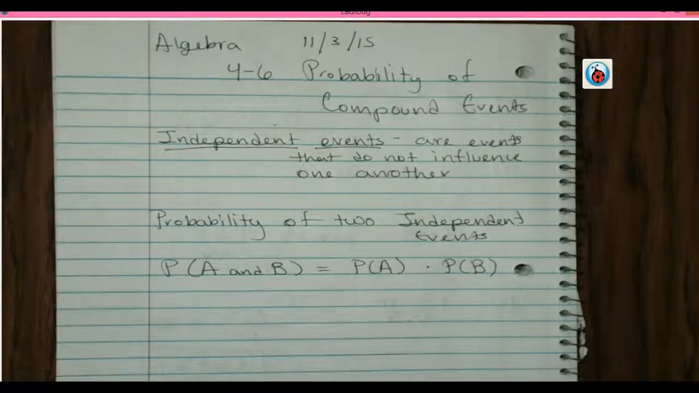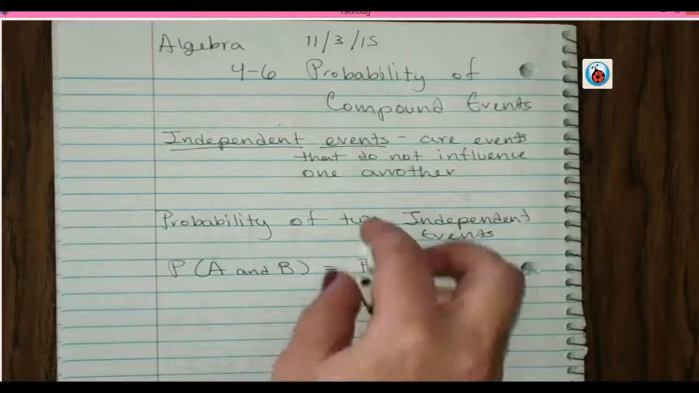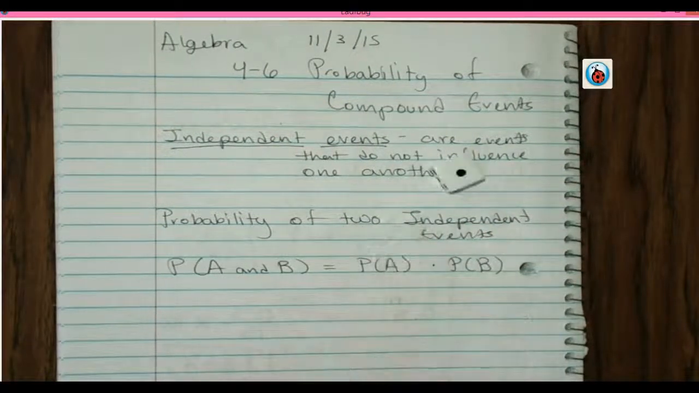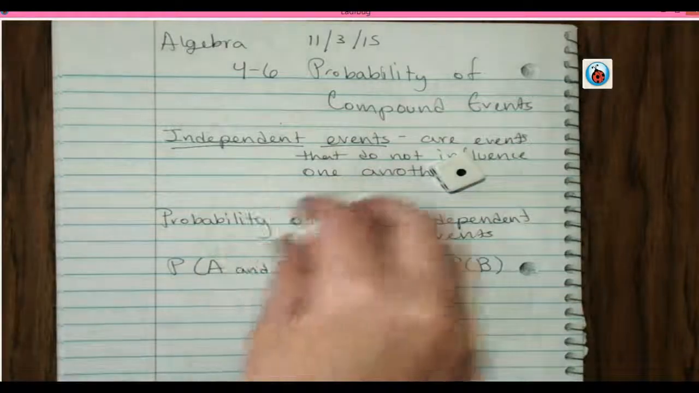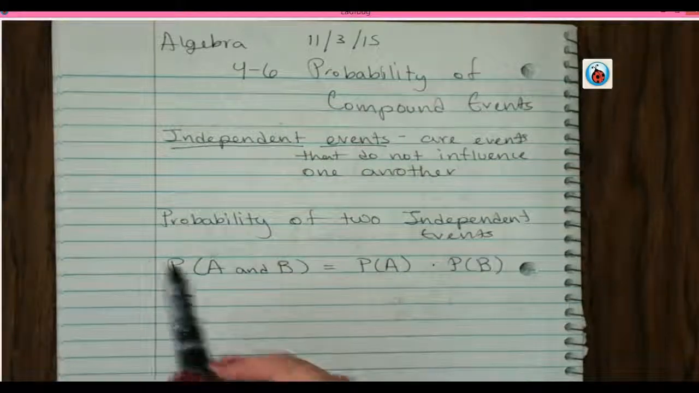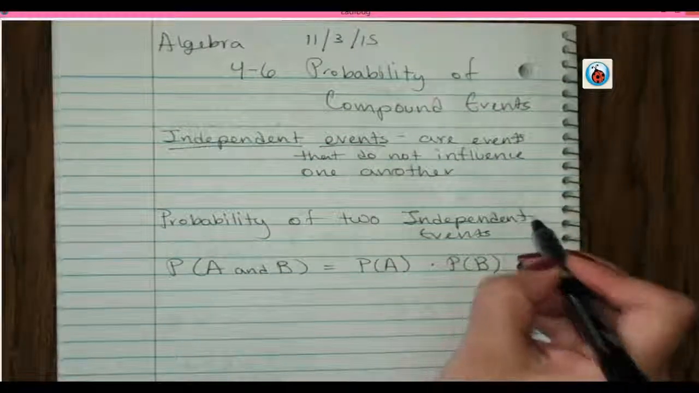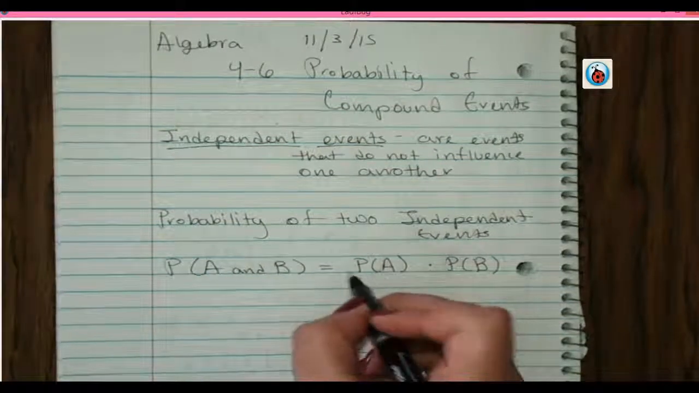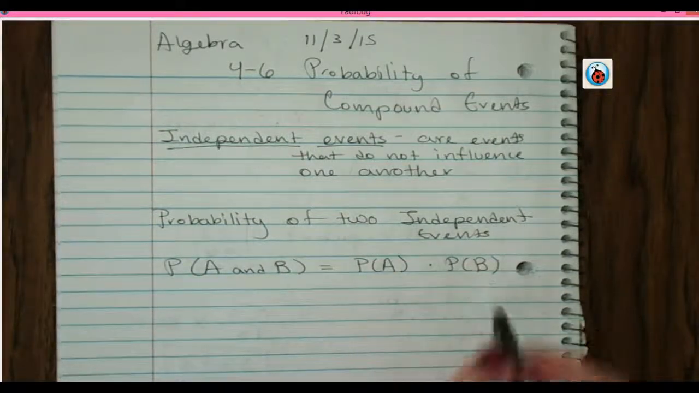So for example, an event that wouldn't influence one another is if we have two dice. If we have two dice and we roll one dice and then we roll another, does the result of one dice affect the result of the other? No, those are independent events. Okay? So when we're talking about the probability of two independent events, the formula would be the probability of A and B is equal to the probability of A times the probability of B.